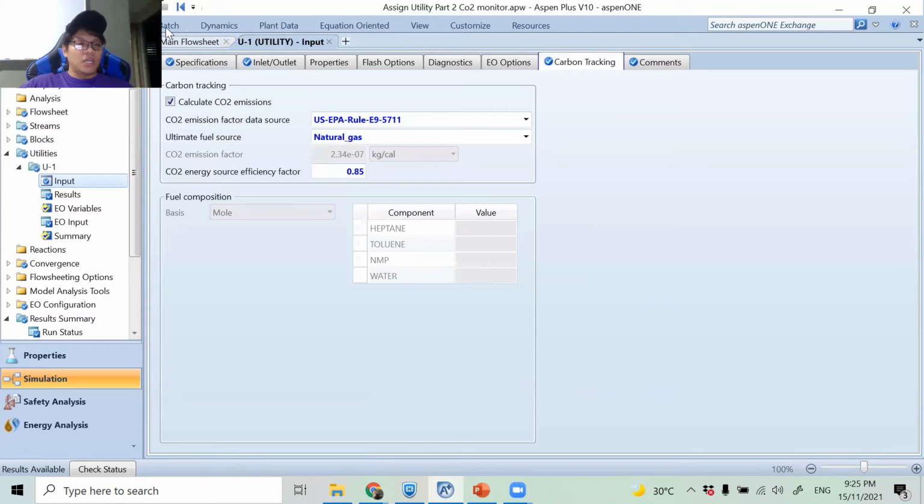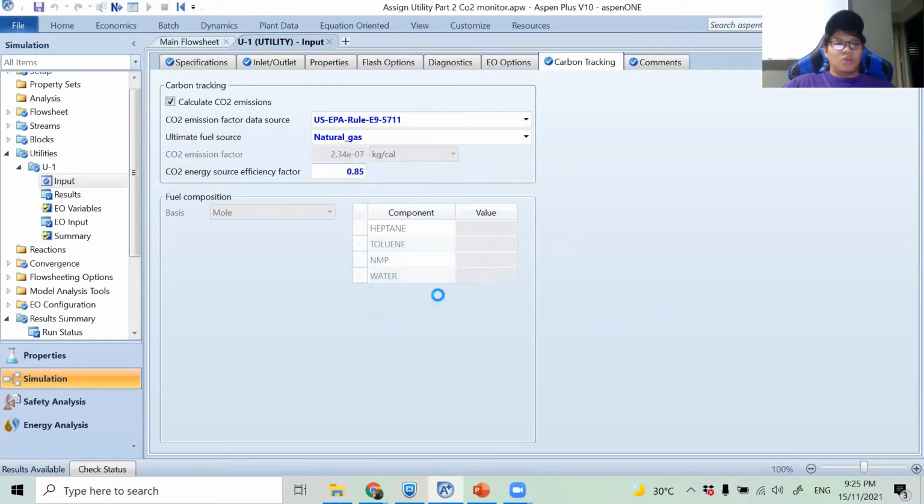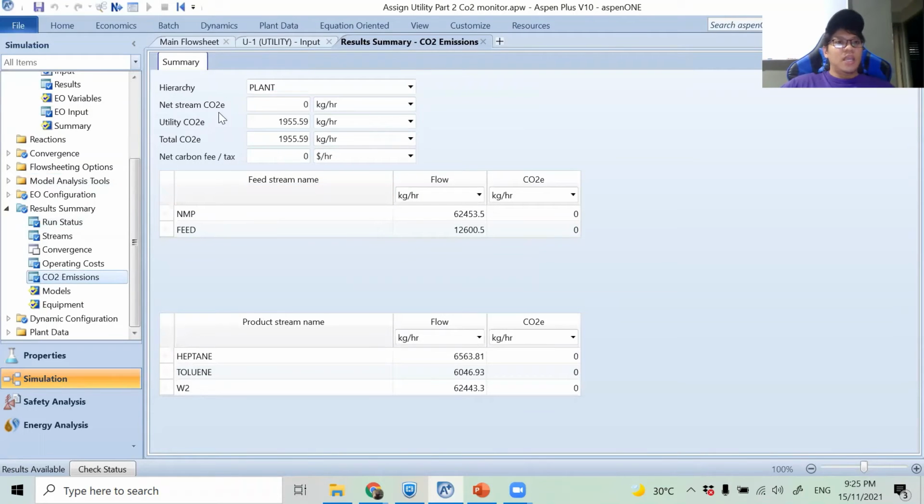Oh no, I cannot see the next button. Oh yeah, by the way, I did run, so no need to do anything. So I have to go under stream results. You can go to CO2 emission, and then you will see the net stream CO2e, meaning CO2 equivalent. I will explain why it's called equivalent, and then I will get a utility CO2. Meaning that the CO2 generated to produce high pressure steam for my utility is around 1955.